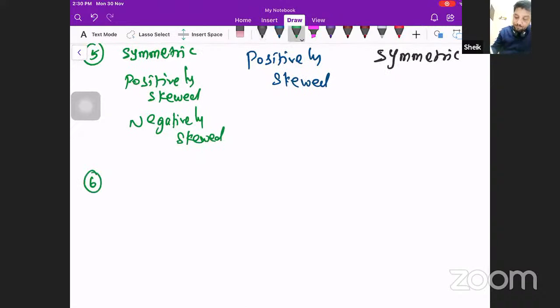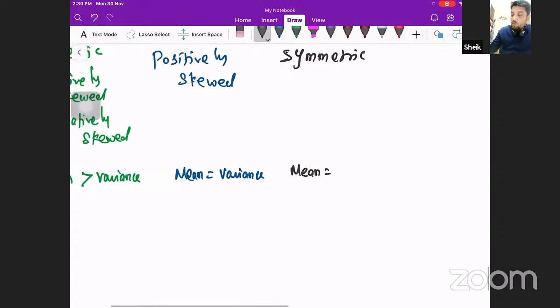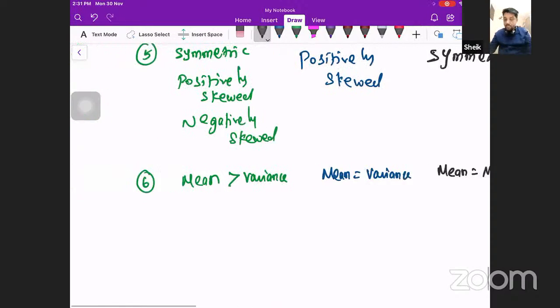Next one, sixth. Here, what is it, my dear? In binomial, mean is greater than variance. In Poisson, mean is equal to variance. And in normal distribution, what to remember? Mean is equal to median is equal to mode.